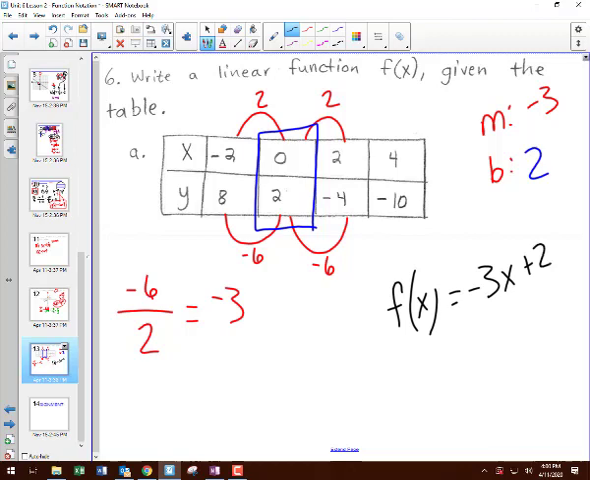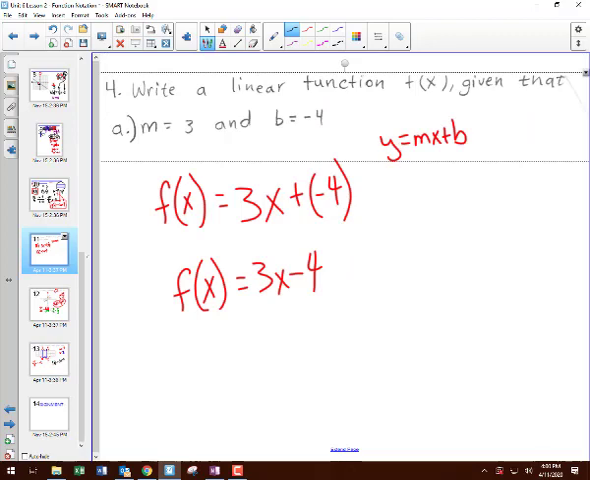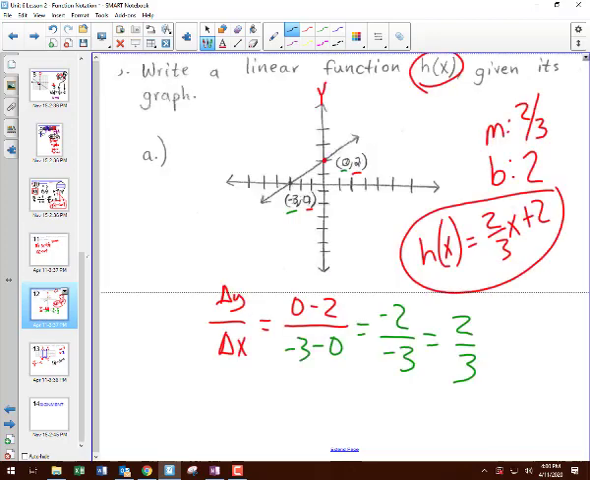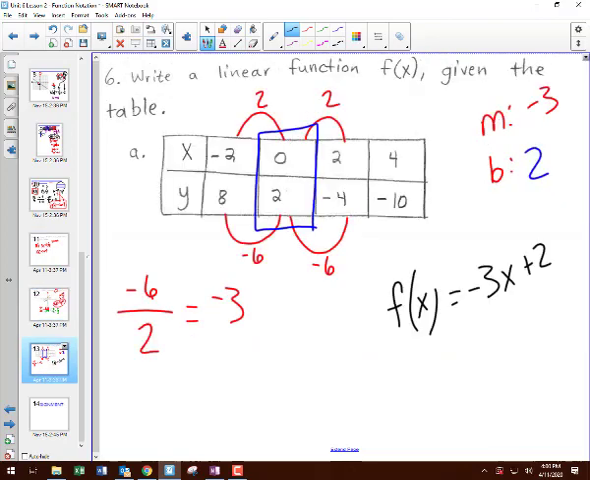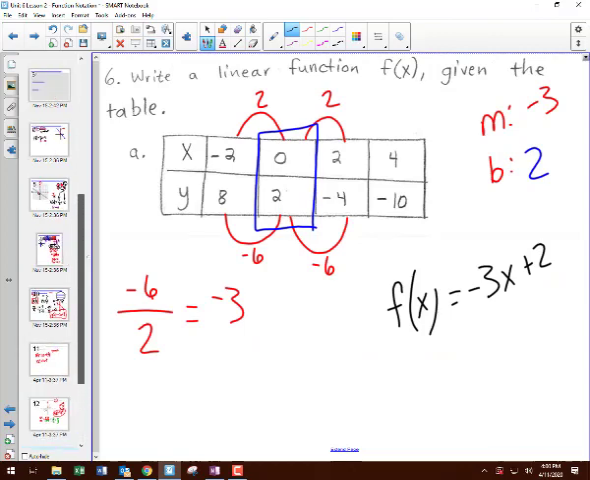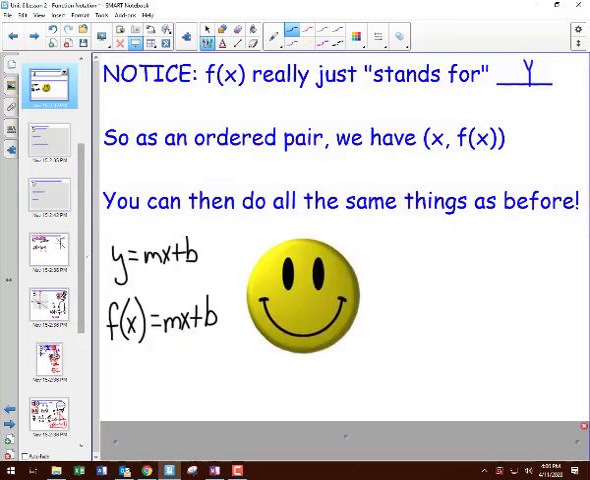On those examples, we talked about writing linear functions given our slope and our y-intercept, then given a graph, and lastly, writing a linear function given a table. So that should get you a good start. I did the first one. Don't be afraid to watch the video again if you need it. And remember, a function is basically the same as our slope-intercept equation.